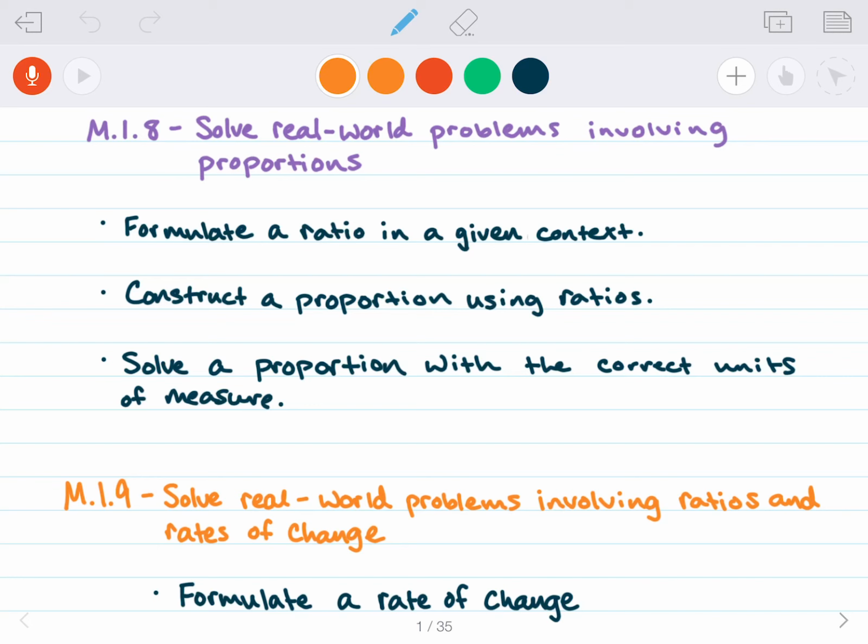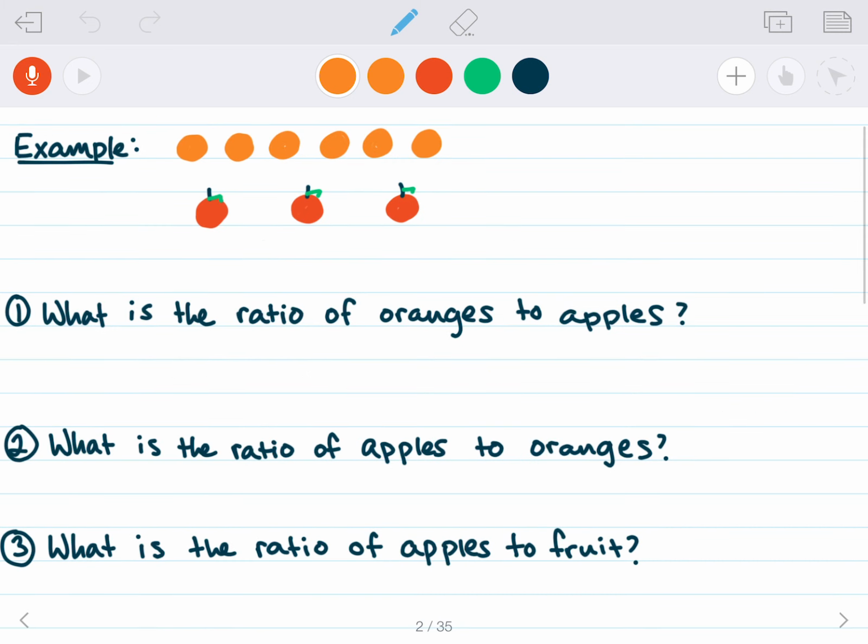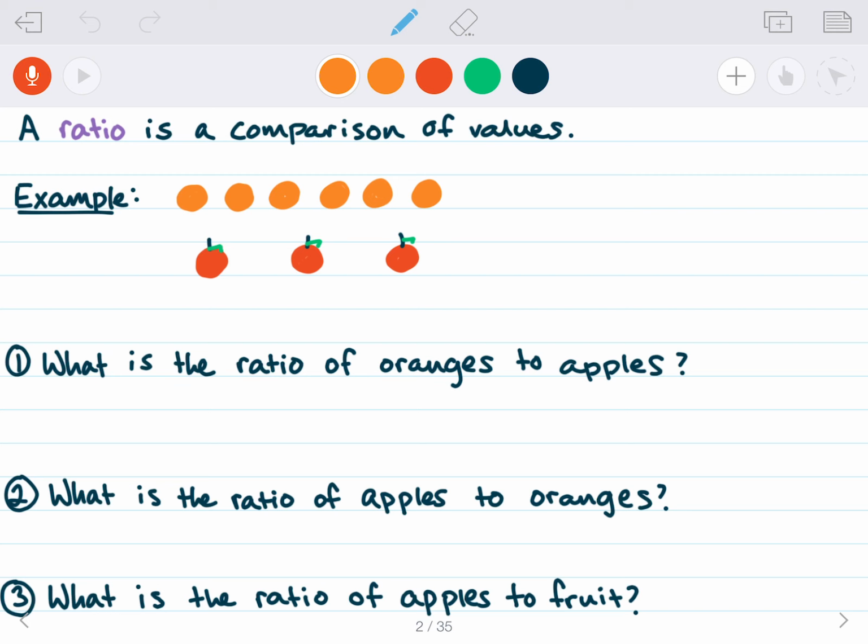Hey guys, in this video we're going to talk about M.1.8 and M.1.9. So the first thing we're going to talk about is the ratio. A ratio is a comparison of values. It's basically a fraction. So I want to illustrate, with this first example, how we can use a ratio to describe this picture right here.